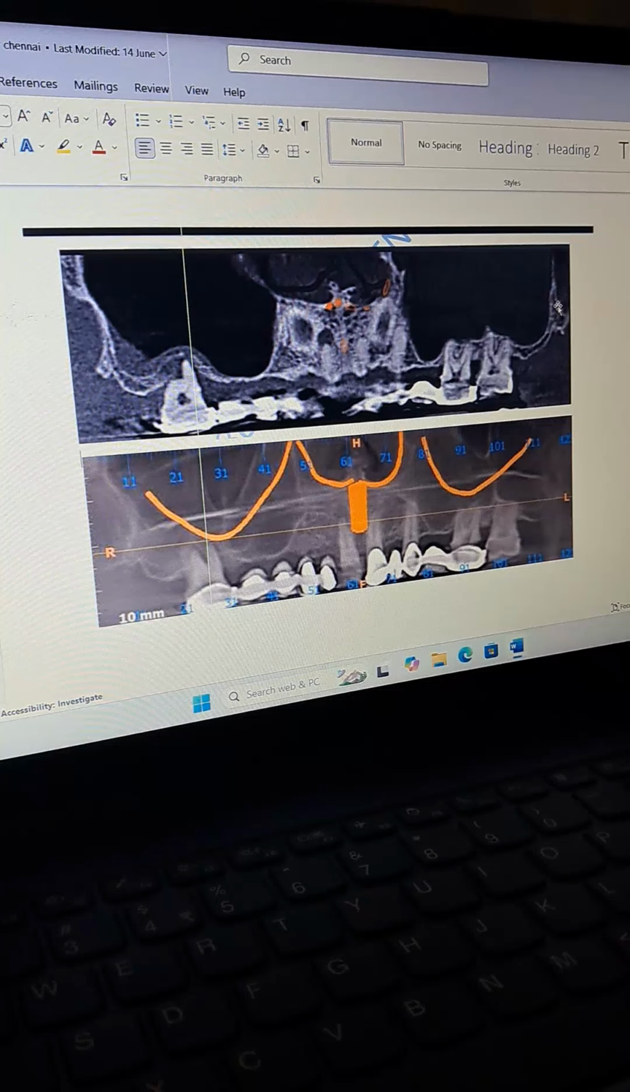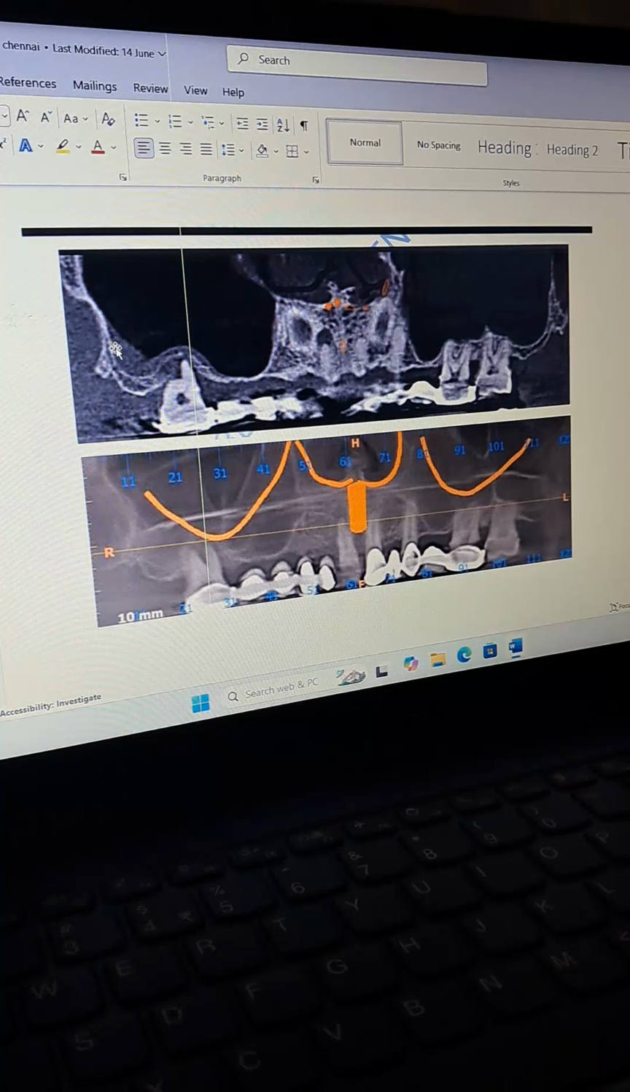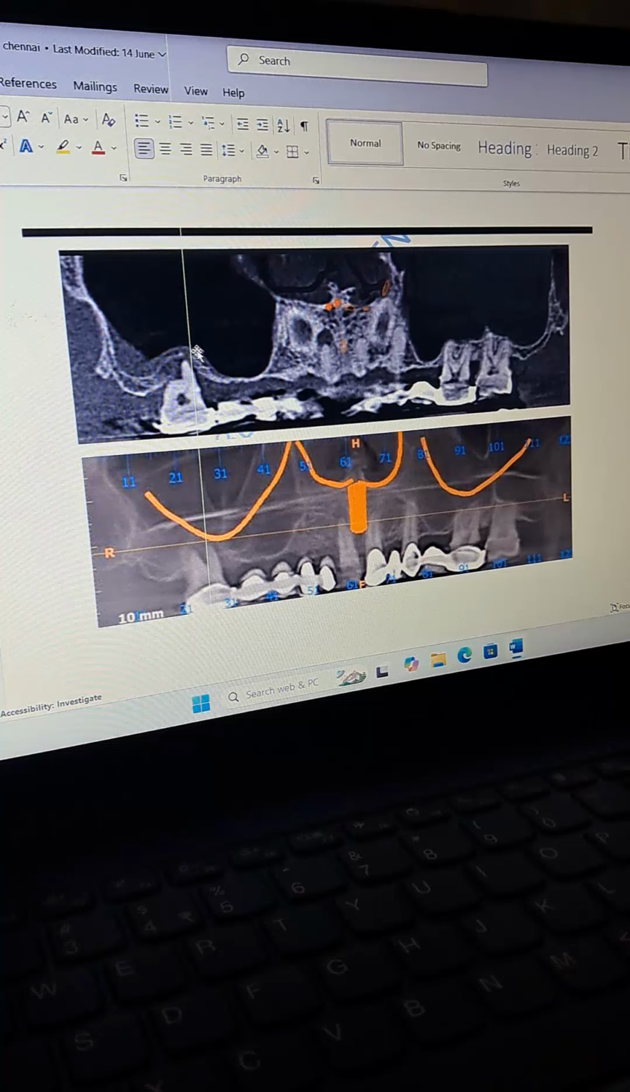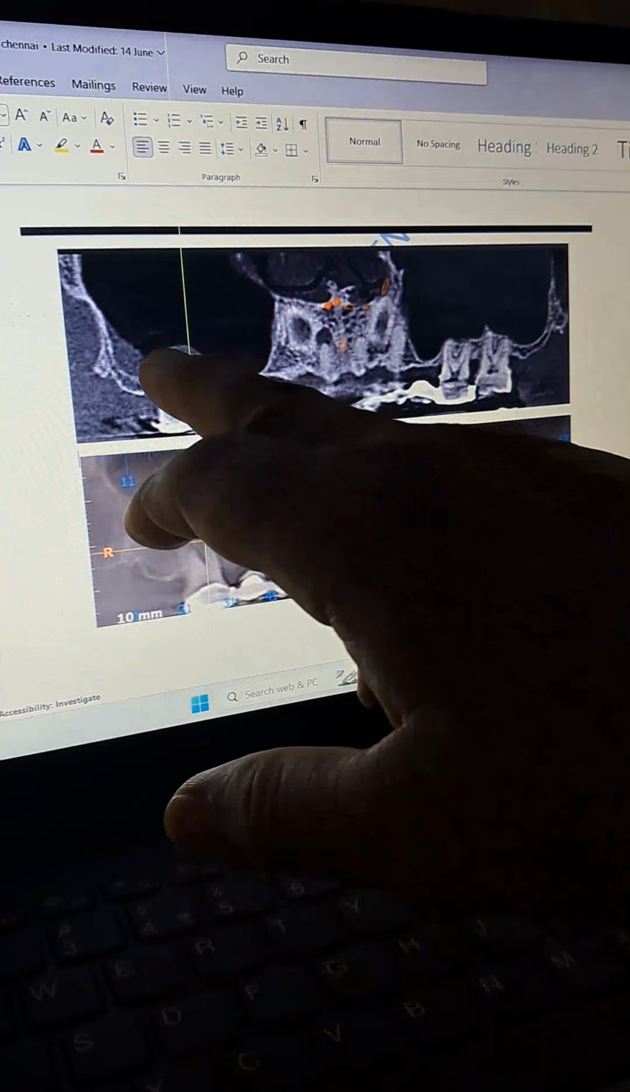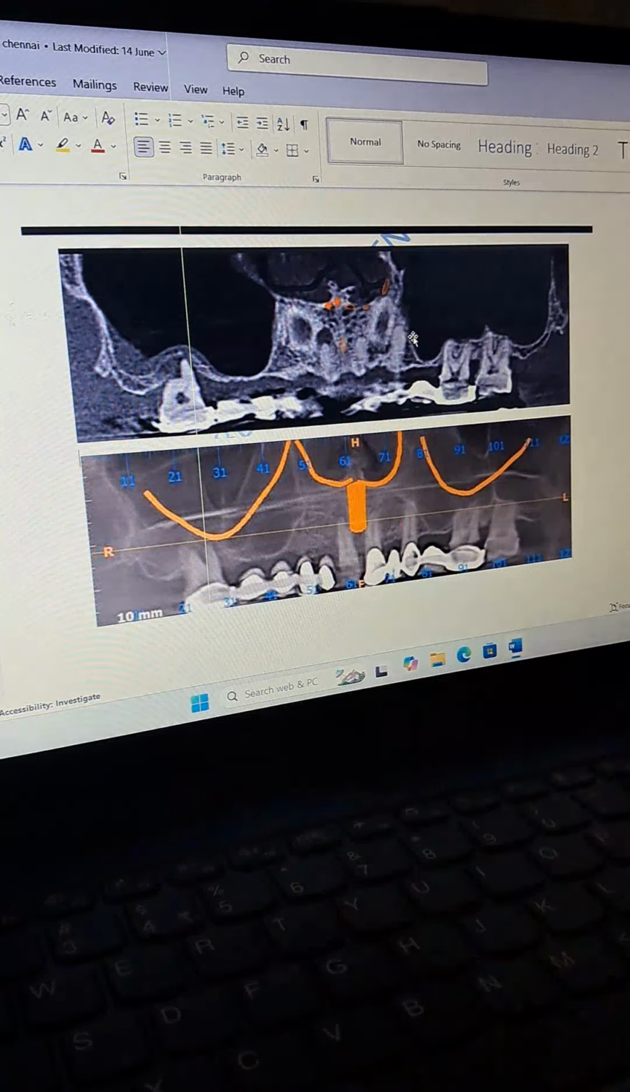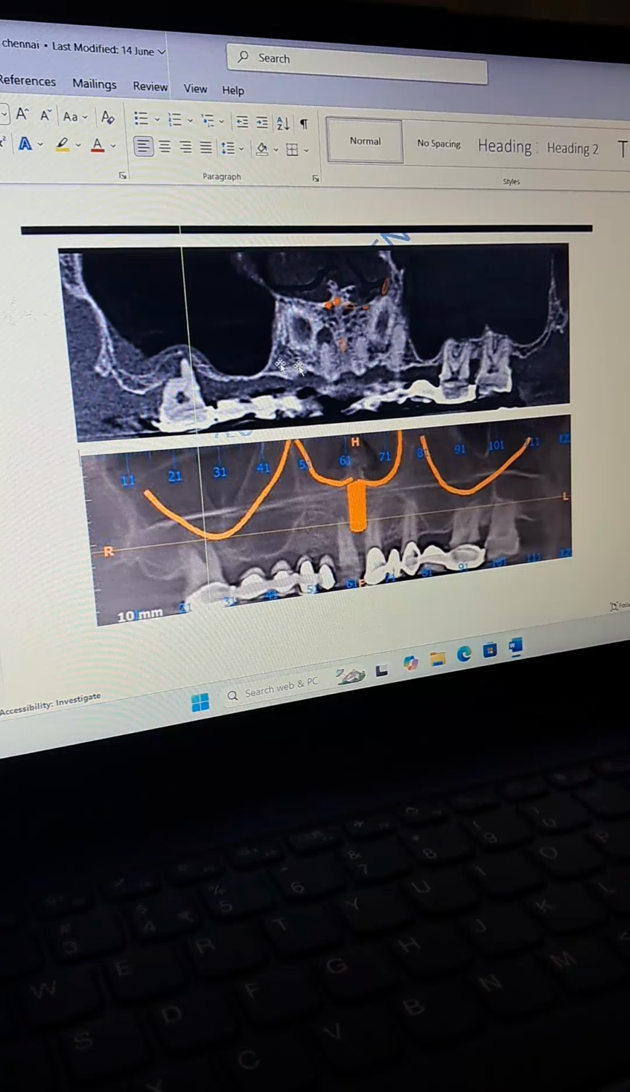That is not the point of discussion. The point of discussion is this gray area, which is seen above the bone. This is the sinus lining. In the same patient, on the left side, if you see, there is no prominent sinus lining. But on the contrary, on the right side you are seeing a very prominent sinus lining. While doing surgeries we have to keep in mind that the sinus lining can be very thin or very fragile.